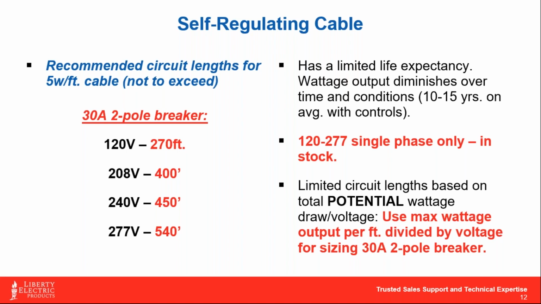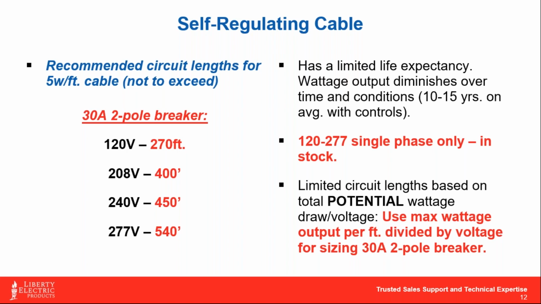So if you look on the left side of this page, based on a 30 amp 2-pole breaker and a 5 watt a foot cable, this gives you a pretty good idea about how far you can run per circuit length based on the voltages. Now, as long as we're talking about voltages, heat cable manufacturers produce their product in 120 volt, and then they've usually got a 208 to 277 volt product that will handle all three of those voltages in one cable.